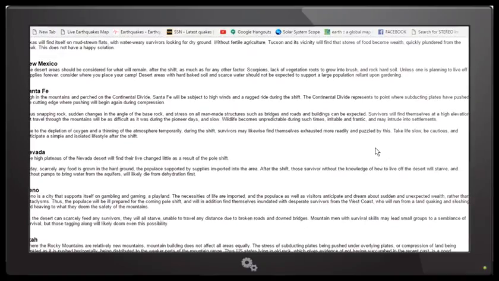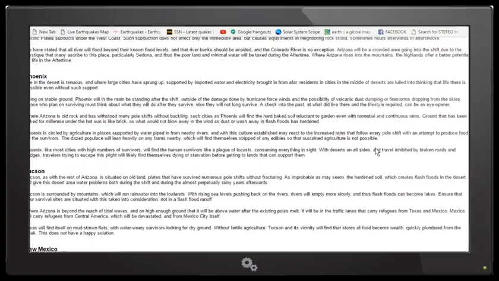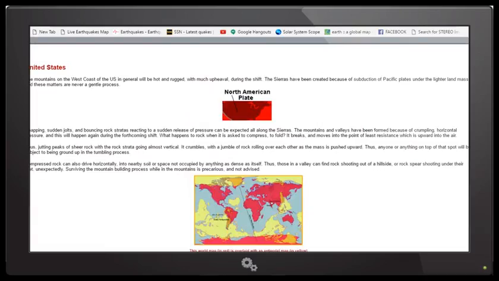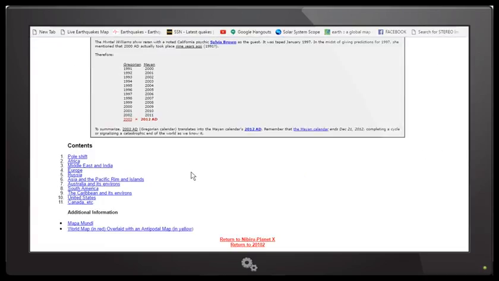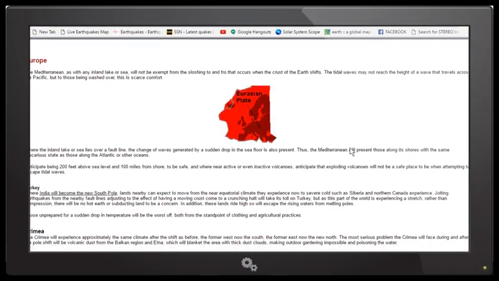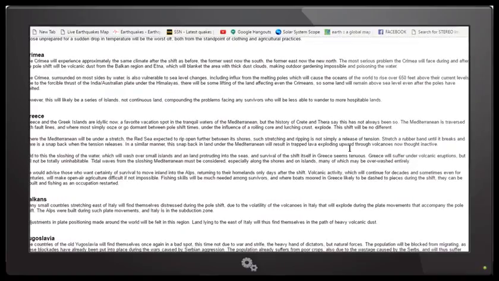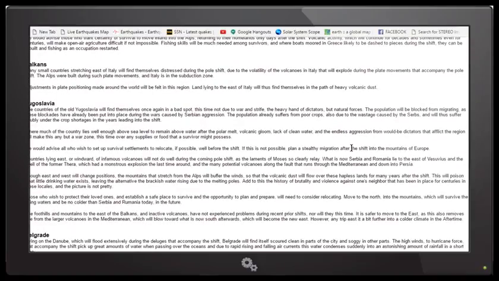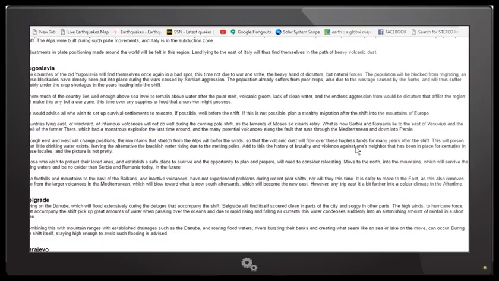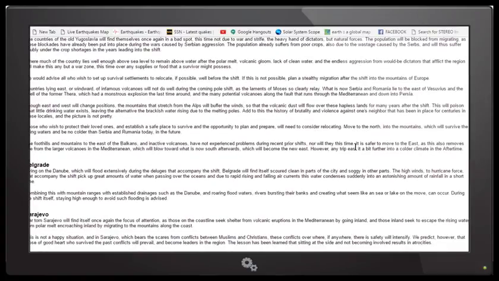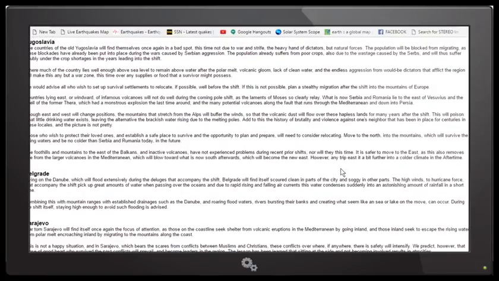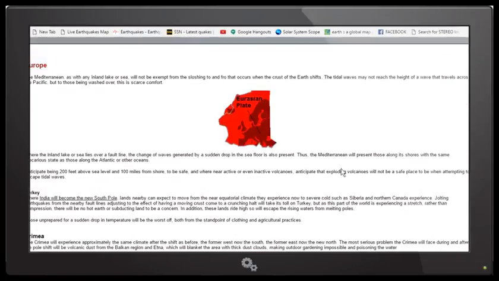So if you're looking for this type of information, once again, just click on the link in the description box and go to your geographical location. Here's one for Europe. It goes country by country, and it talks about the geographical areas of these countries where it would be safe, what is not safe, what to look out for, where to go. So there's a wealth of information here. I'll provide all of this for you.